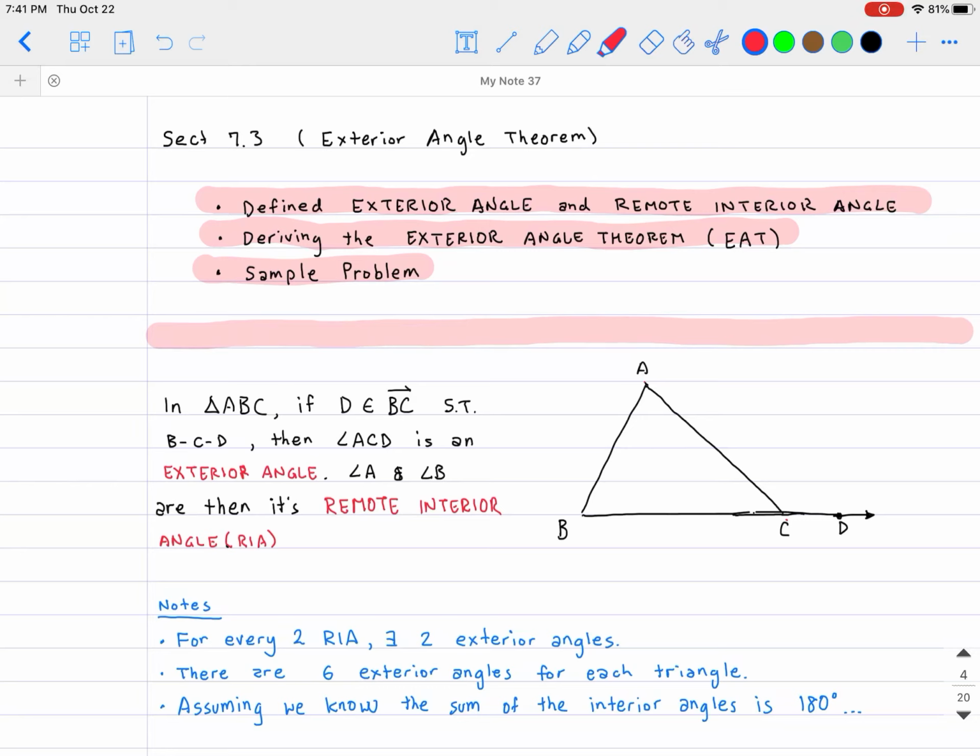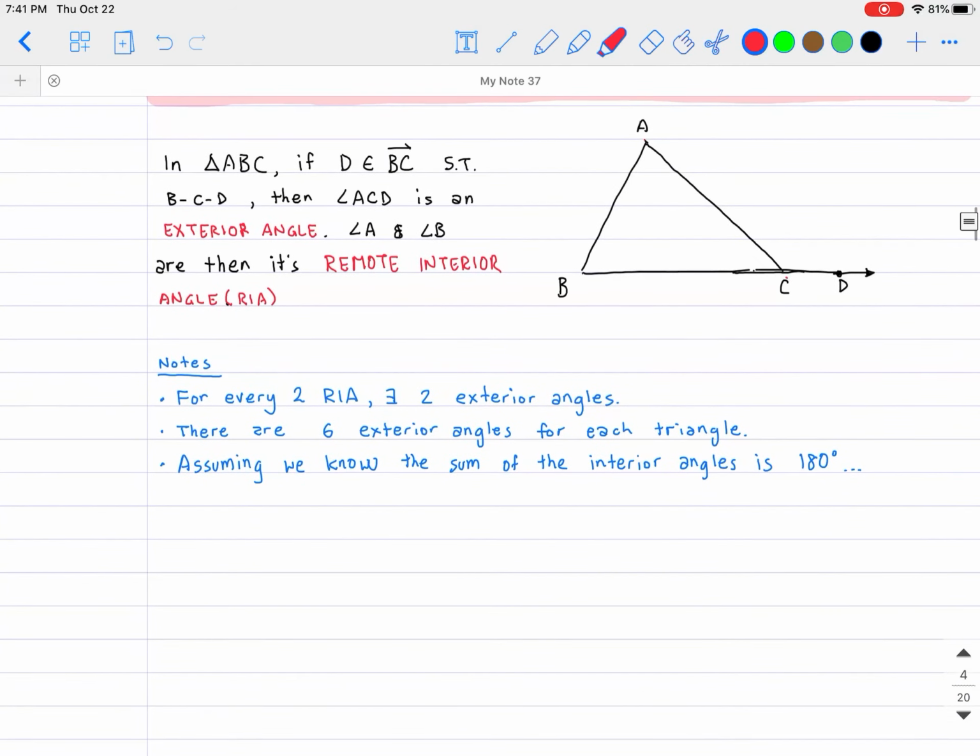In addition to that, we're going to derive something called the exterior angle theorem, EAT for short. And then finally, we're going to look at a sample problem that deals with the exterior angle theorem and how you actually use it, so that we can actually do a proof. All right, so here we go.